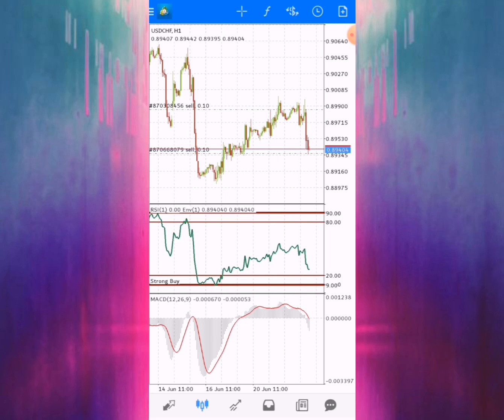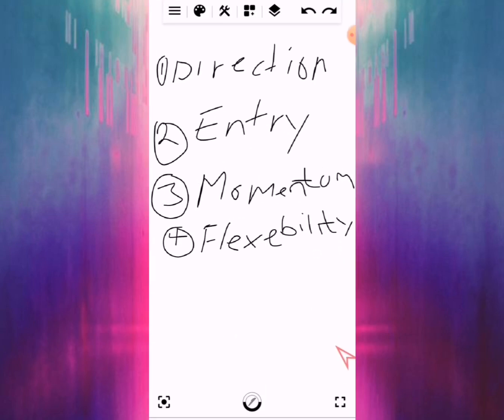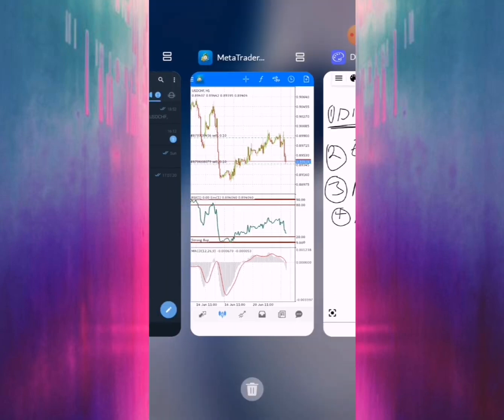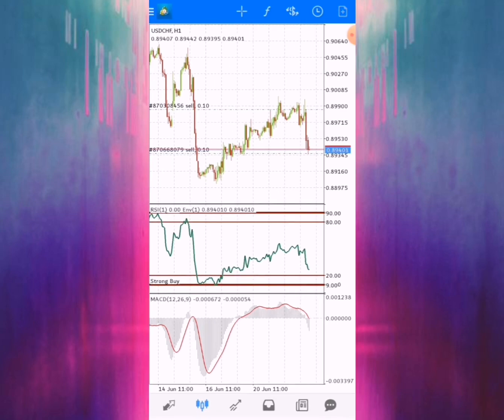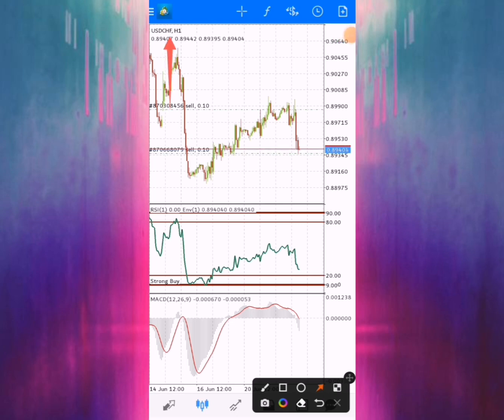Don't take it lightly. The first thing that you need to observe is the direction of the market. Before you can place any trade, you need to observe the direction of the market. And for that, usually I use the RSI to help me with that. And notice that I am currently on the hourly time frame right there. That's the time frame that I usually use.